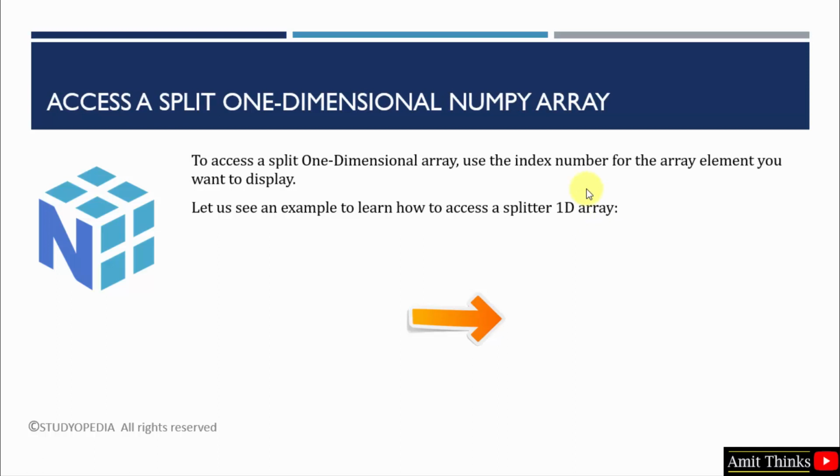Now let us see another example in which we will access a split one-dimensional NumPy array. So let's say we want to individually access the split array. We have divided the array into two parts, but how can we access them individually? We can do that using the index number for the array element you want to display. So we have split our array into two parts. How we can access the first part and second part individually, we will see in this example.